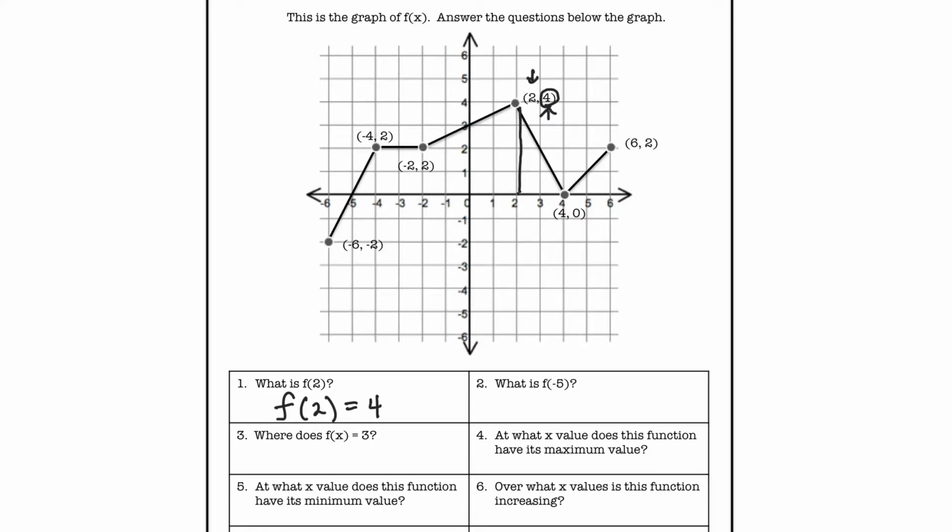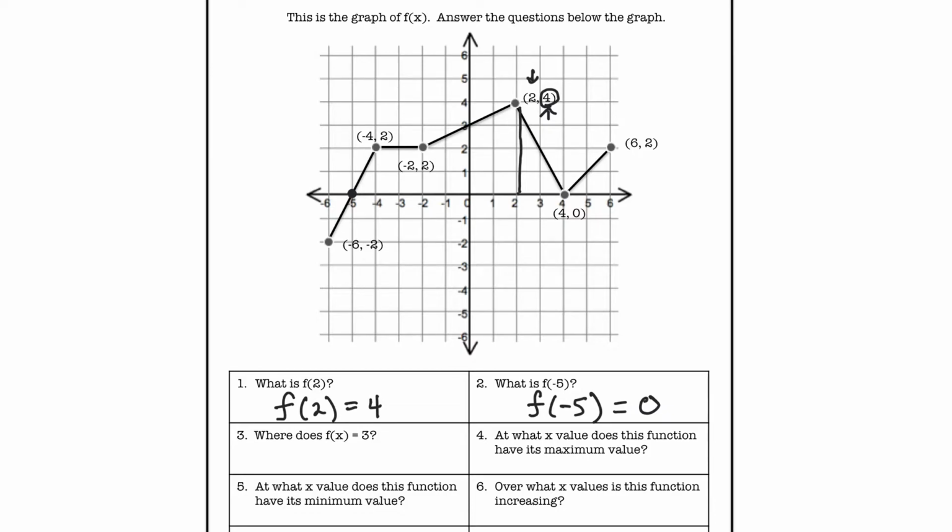Number 2, we have f of negative 5, so we're going to go to negative 5. And you notice that it doesn't go either up or down, so the y value is 0. So it's f of negative 5 equals 0.